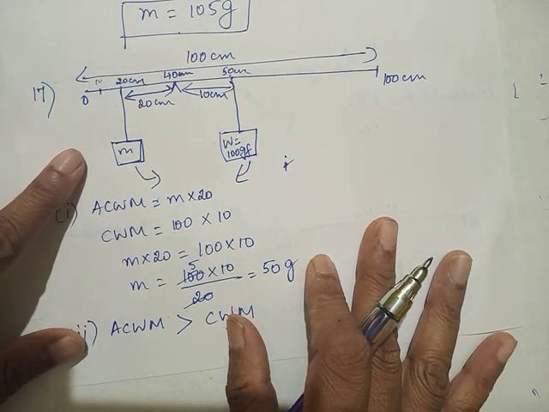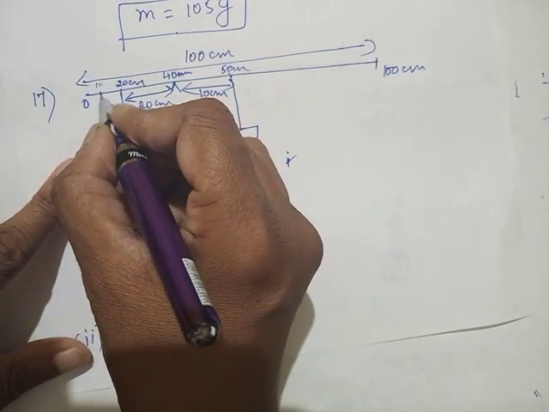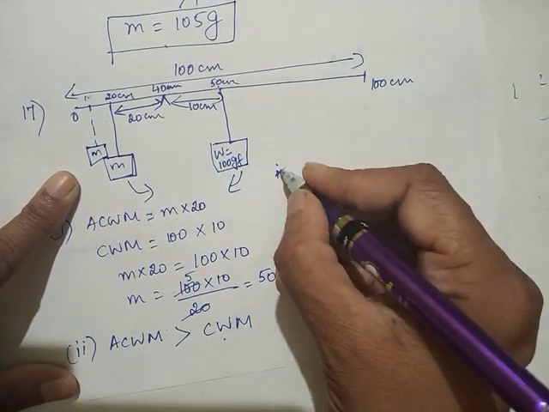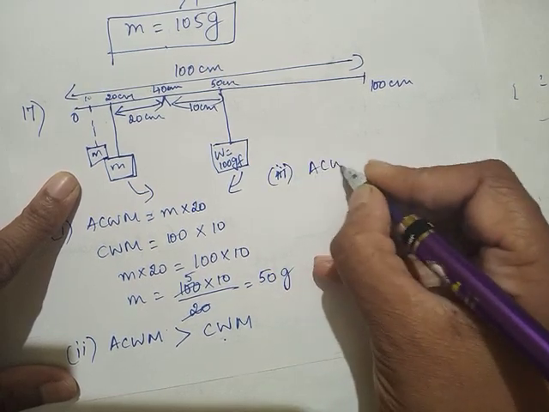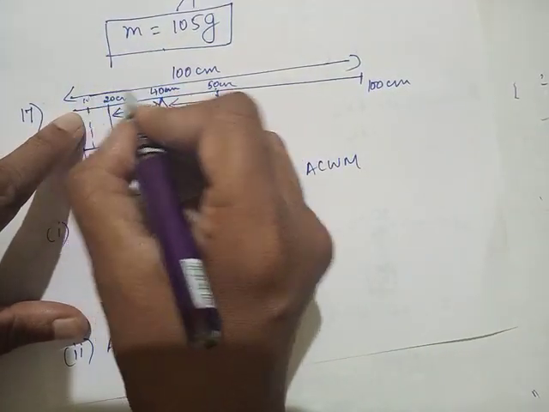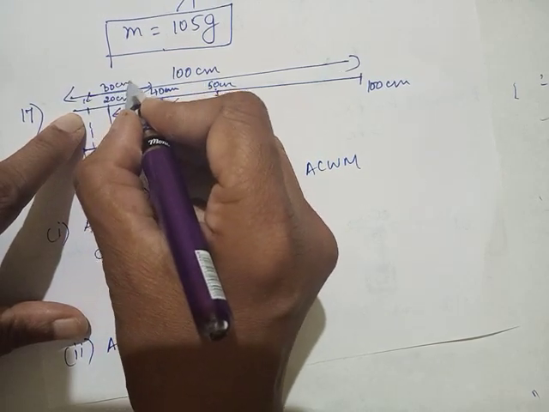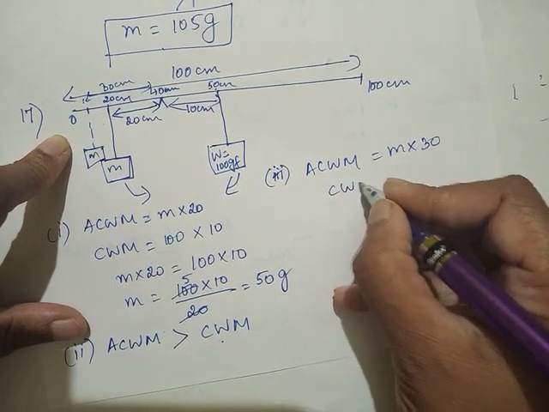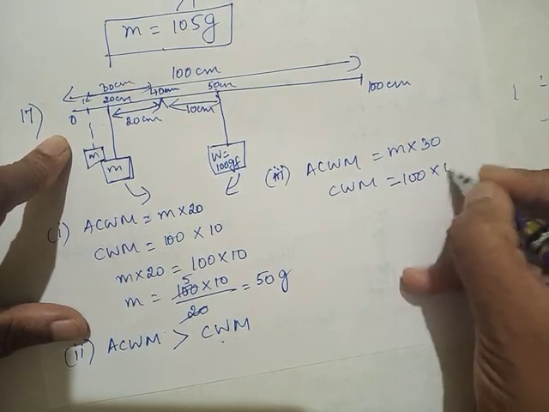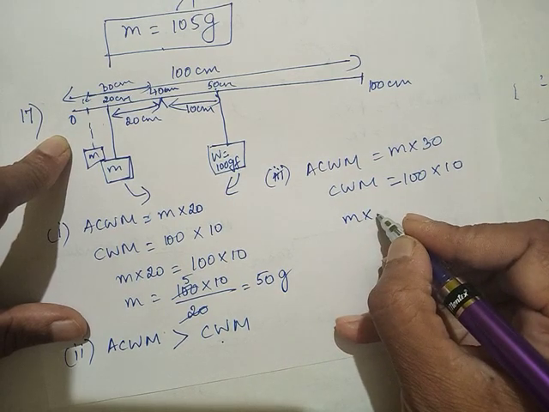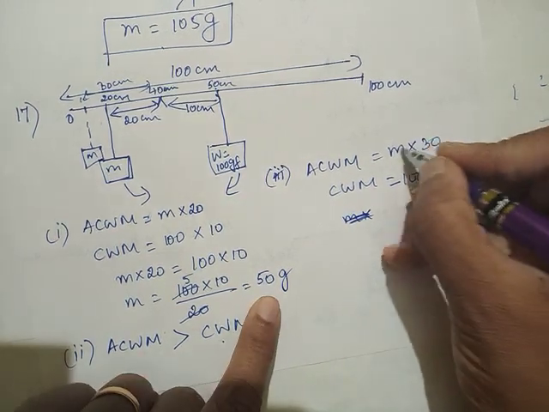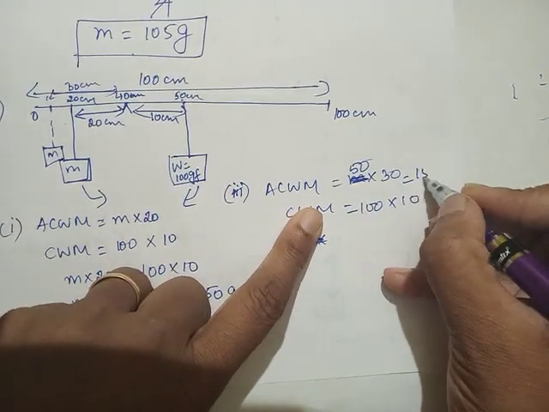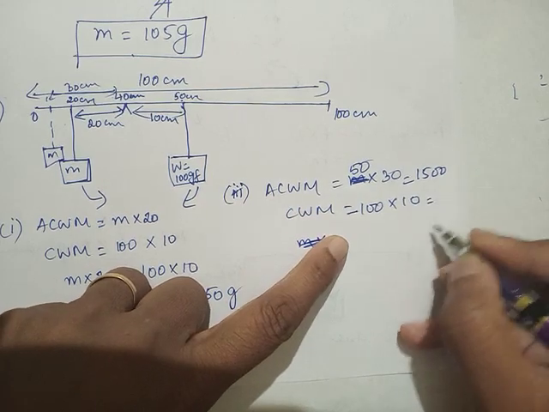Third part, what is the resultant moment now? When it is being shifted to 10, what is the resultant moment? So in that case, anti-clockwise moment will become 40 minus 10, so in this case the distance will be 30 centimeter, right? So M into 30, clockwise moment as usual 100 into 10. So mass we have already found as 50 gram. So this is 1500, this is 1000.